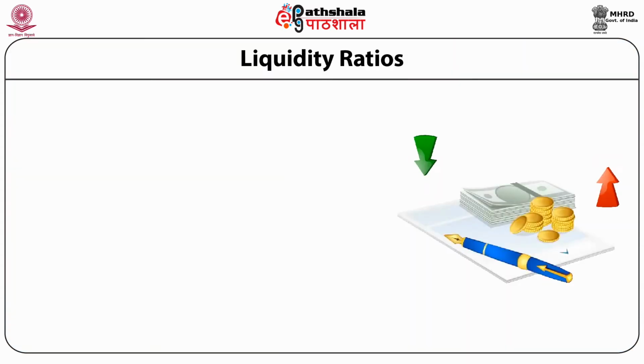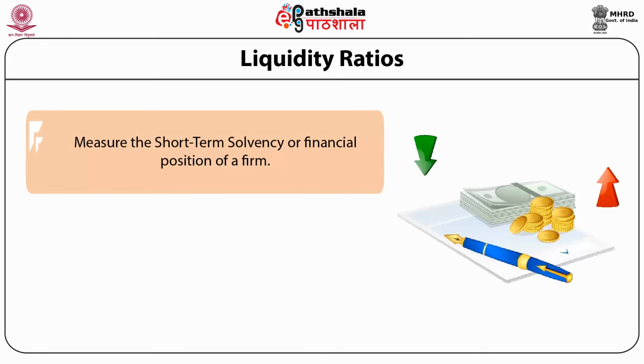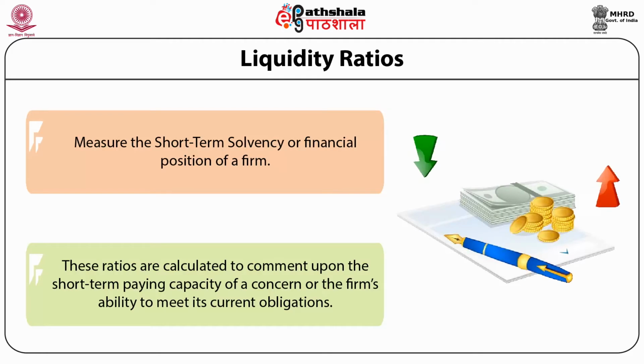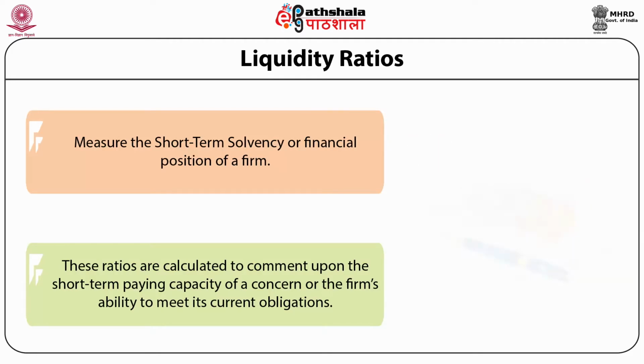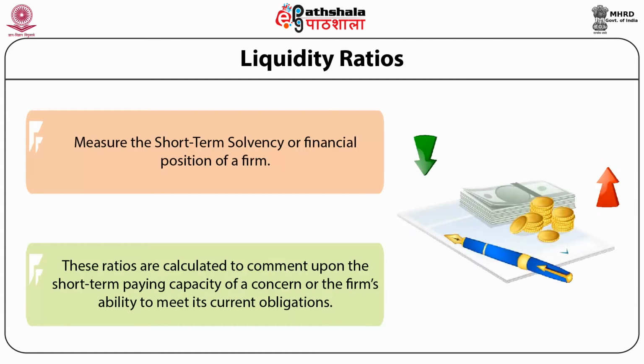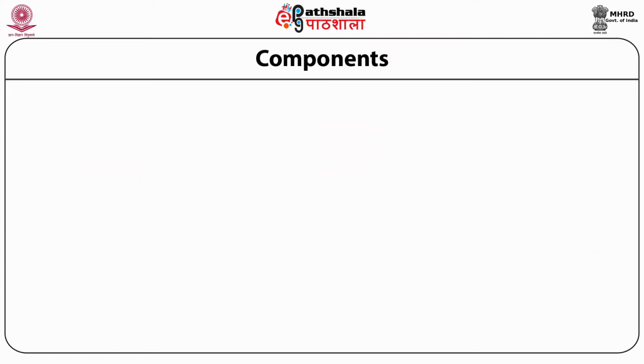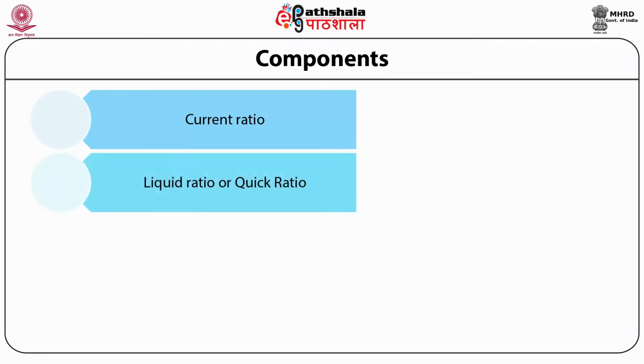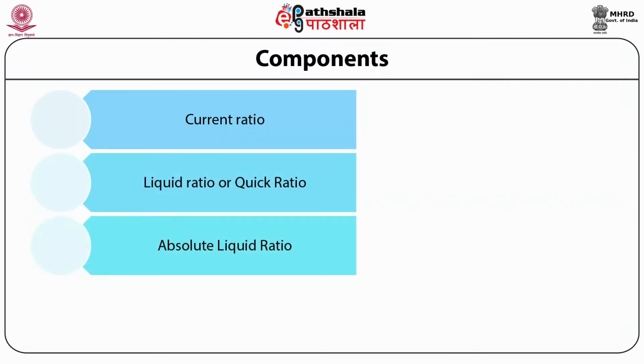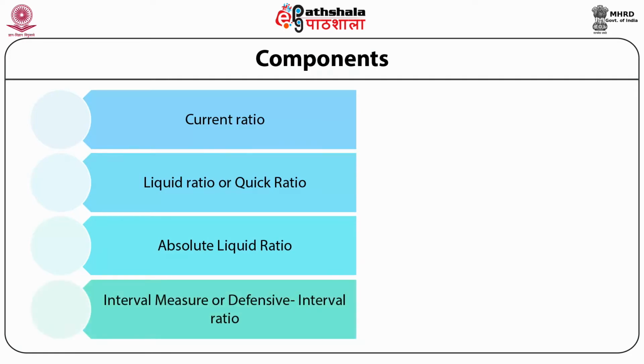Liquidity ratios measure the short-term solvency or financial position of a firm. Liquidity ratios are calculated to comment upon the short-term paying capacity of a concern or the firm's ability to meet its current obligations. Components of liquidity ratio. Liquidity ratios include the following four types of ratios. First, current ratio. Second, liquidity ratio or quick ratio. Third, absolute liquidity ratio. Fourth, interval measure or defensive interval ratio.